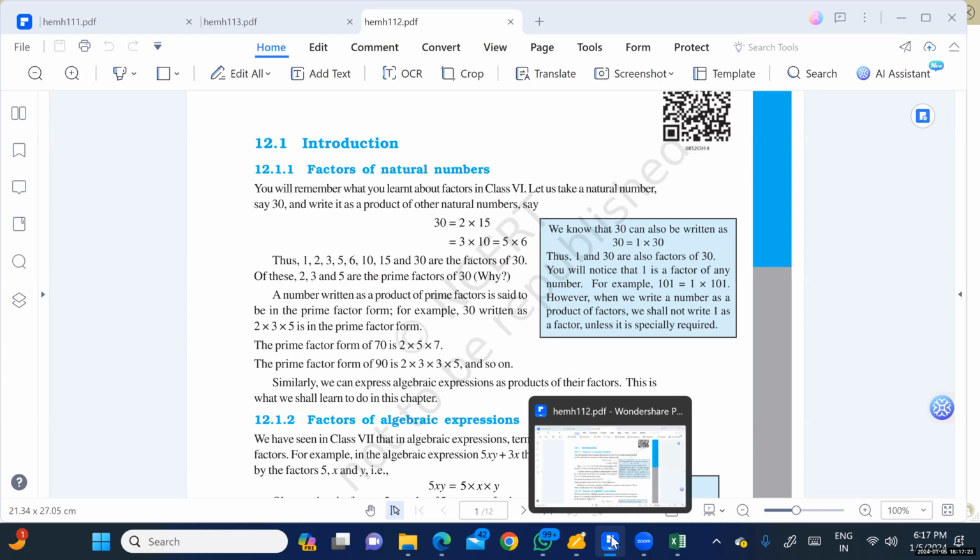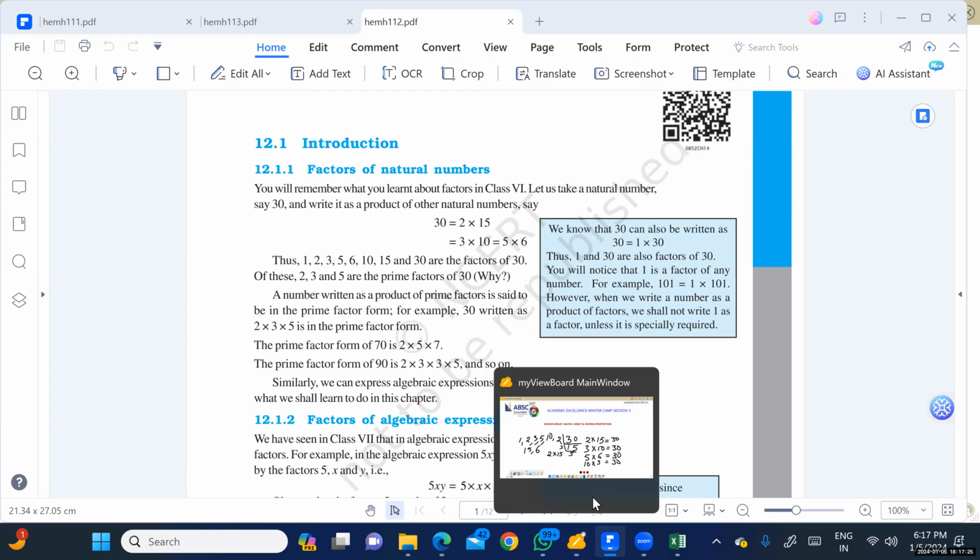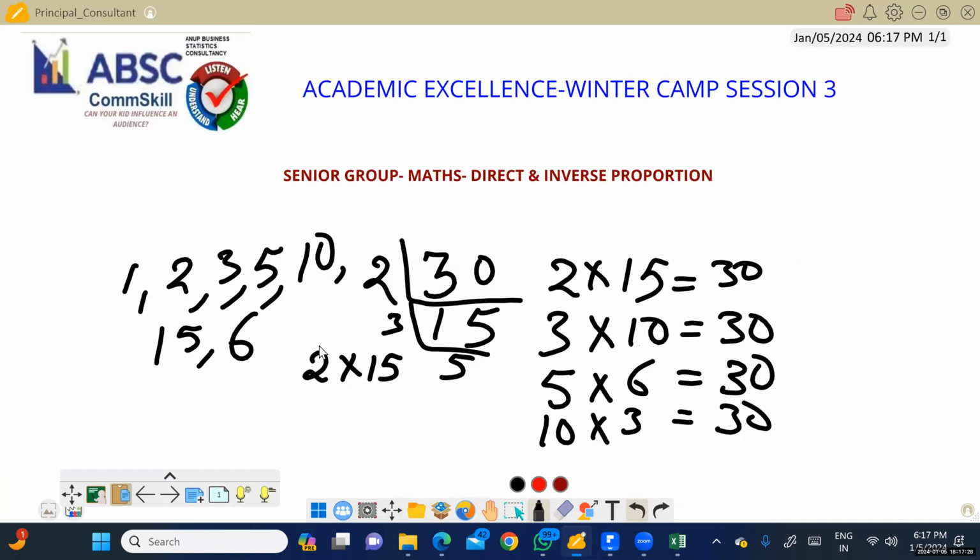30 will always be a factor of 30. Maybe I didn't write that. Hold on. 30 will always be a factor: 15, 6, 30, because 30 divides itself, and 30 is also divided by 1. So all these will be the factors, out of which 2, 3, 5 are prime factors.